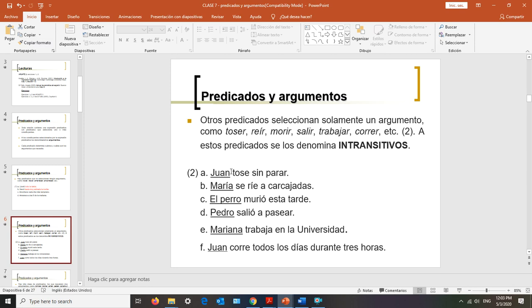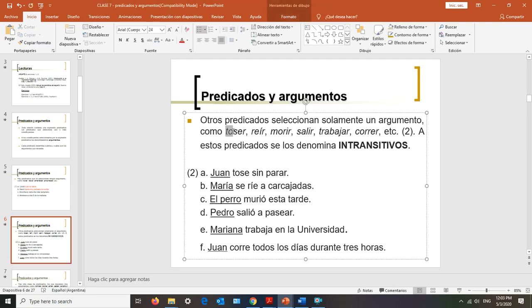And therefore, we see in all the sentences listed under 2 that the elements underlined have been selected for by the predicates functioning as predicators, which are these verbal forms that have been listed here. Okay, so Juan tose sin parar, María se ríe a carcajadas, el perro murió anoche, Pedro salió a pasear, Mariana trabaja en la universidad, Juan corre todos los días durante 3 horas.